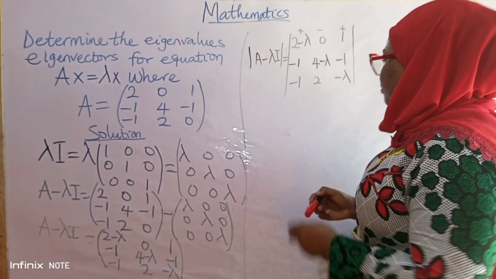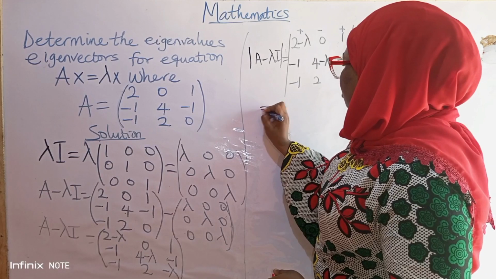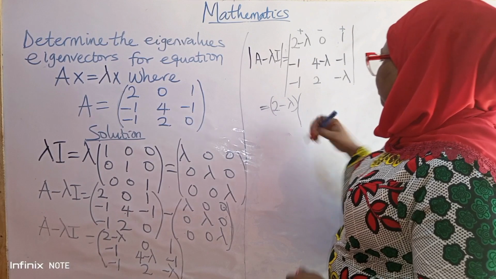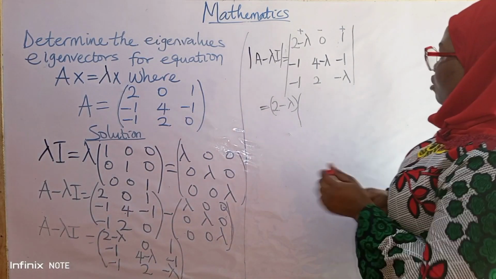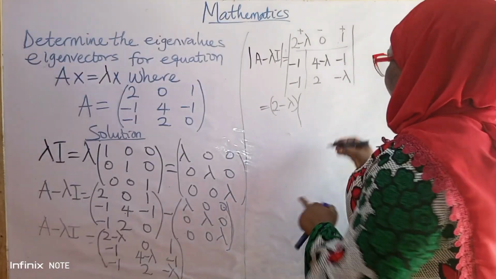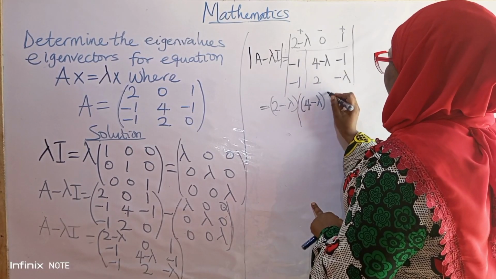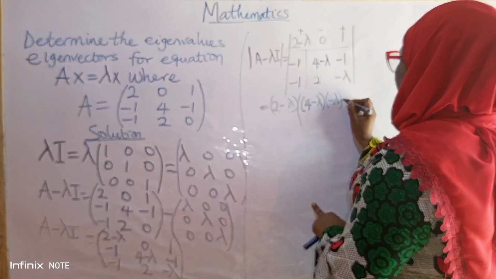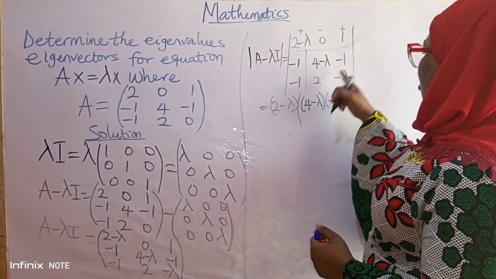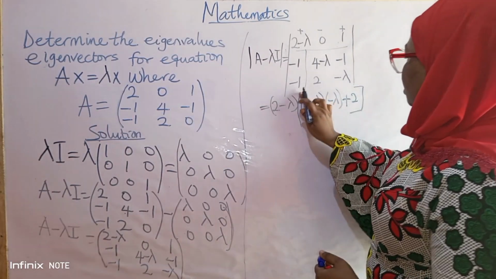So here we take plus 2 minus lambda, multiplied by the minor: you cover it horizontally, you cover it vertically. So we are left with 4 minus lambda multiplied by minus lambda. Then minus 2 multiplied by minus 1, that is minus 2, and multiplied by the minus sign, that is plus 2. So that is for that.